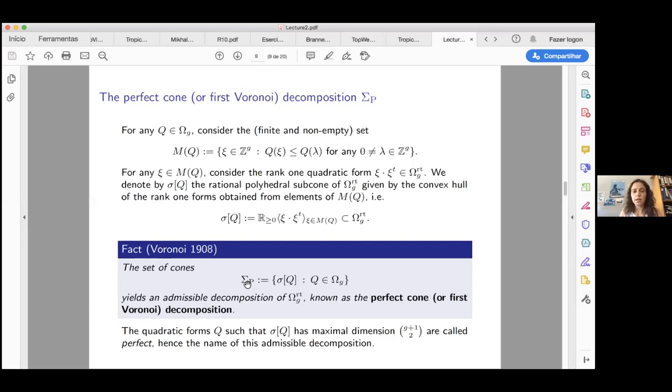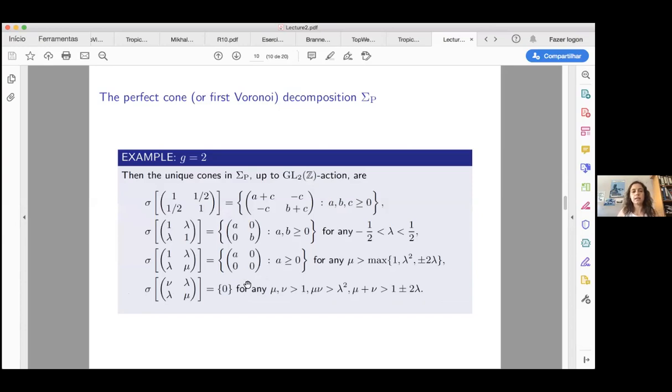All right. Yes, so this is the example in dimension 2. So remember, now we are talking about dimension. It's not genus. Genus came some minutes back when we talked about Jacobians. So if you take g equal 2, you can show that the unique cones in sigma P up to GL_2(Z) action are these ones.